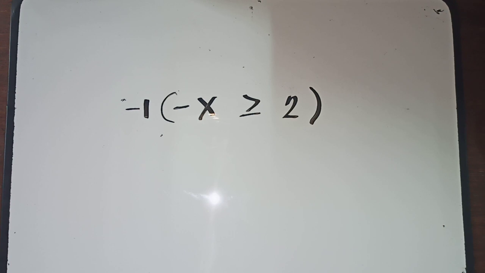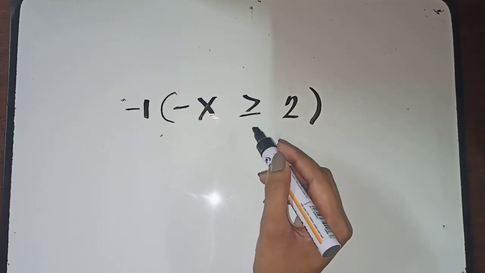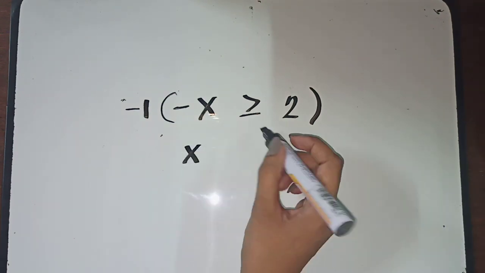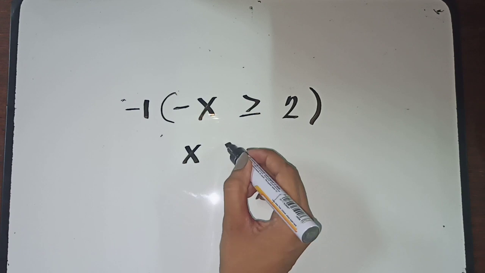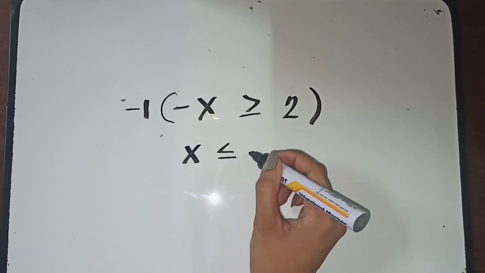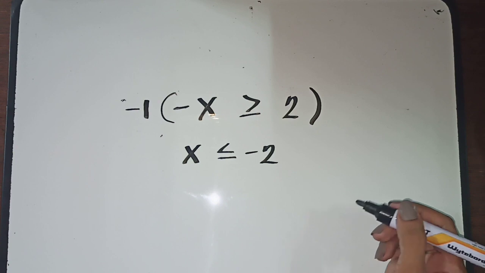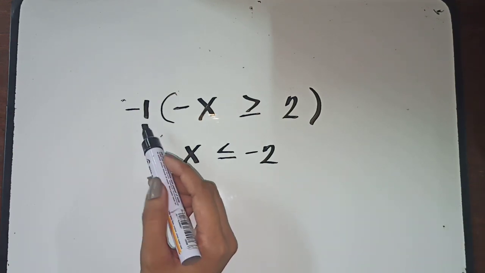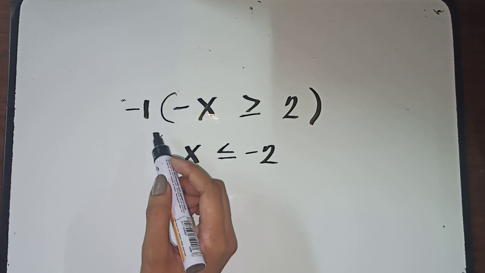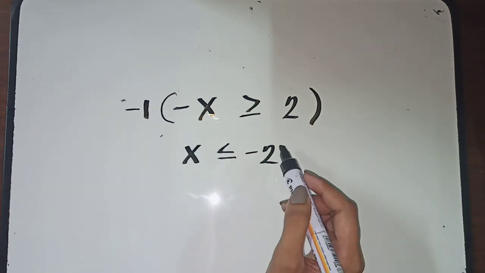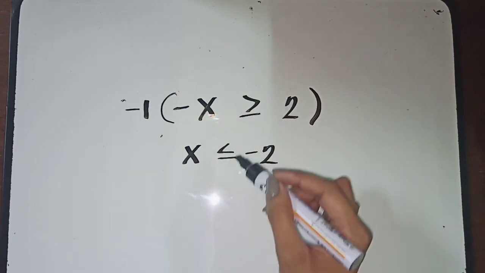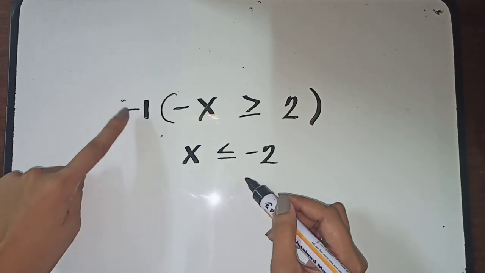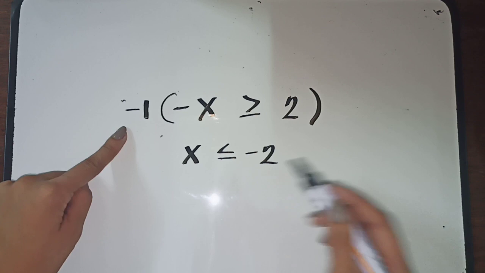So, the third rule is kapag daw nag-multiply ka or nag-divide ka ng negative sa inequality, yung inequality sign mo ay magbabago. So, kung greater than or equal yan, it will become less than or equal. So, negative 2. Okay, so again, the third rule is kapag nag-multiply ka or nag-divide ka ng negative real number, so both sides ng inequality, your inequality will change. So, etong greater than or equal ay naging less than or equal kasi nag-multiply ako ng negative real number.